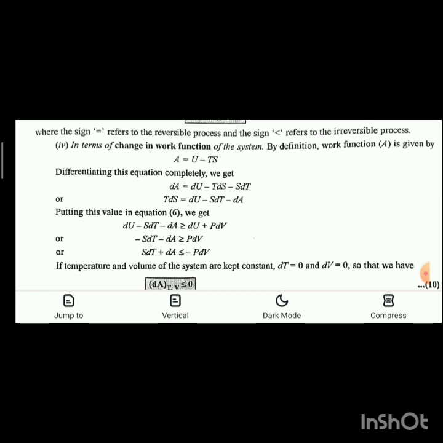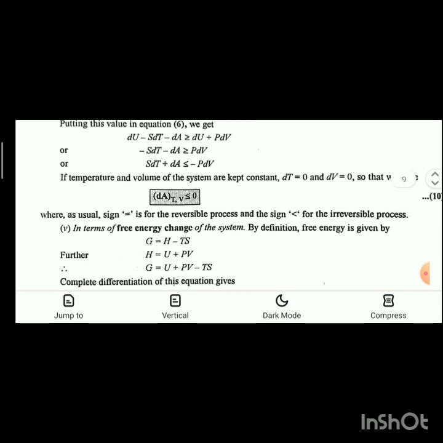In terms of change in work function of system, by definition work function is given by A equals U minus TS. Differentiating this equation completely, we get dA equals dU minus TdS minus SdT, so TdS equals dU minus SdT minus dA. Putting these values in equation 6, we get dU minus SdT minus dA greater than or equal to dU plus PdV, so SdT plus dA is smaller than or equal to minus PdV. If temperature and volume of system are kept constant, dT and dV equal 0, so that dA at constant temperature and volume is smaller than or equal to 0.